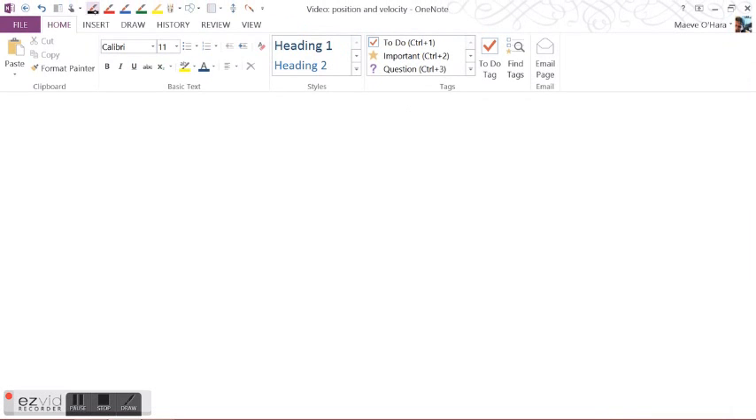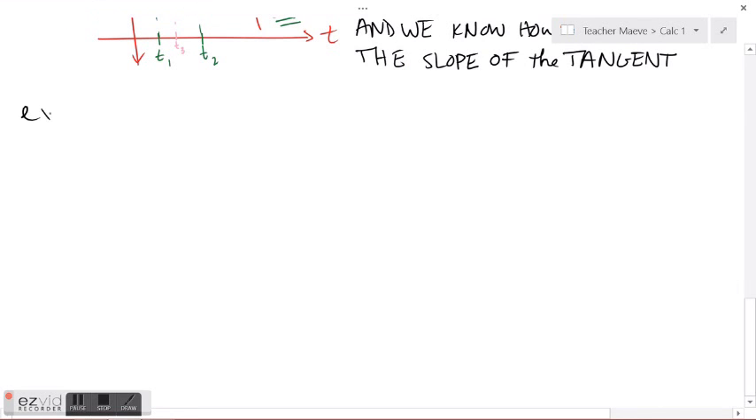Because slope gives us a rate of change. We're talking about rates here. Velocity is a rate of change of position. Velocity is how fast your position is changing. Okay. So let's do an example.